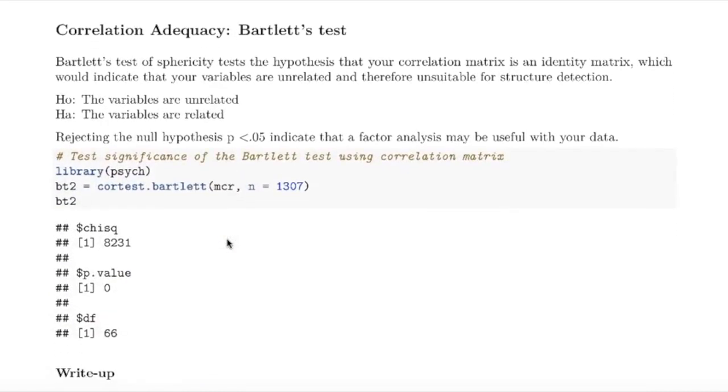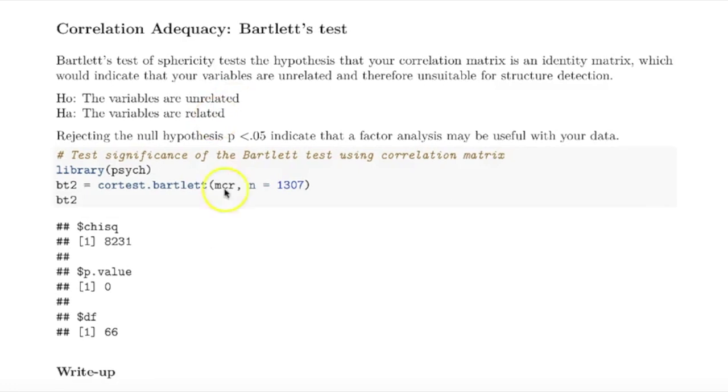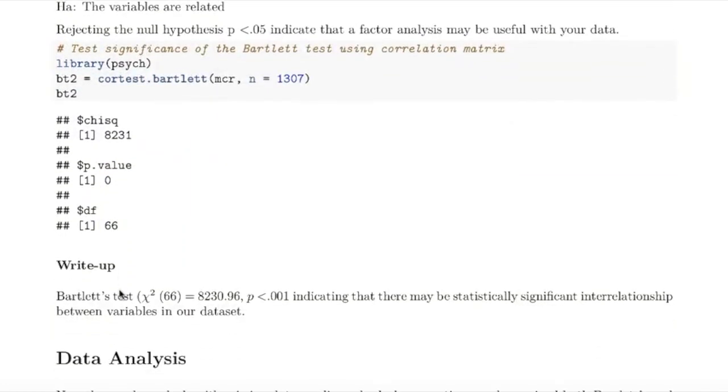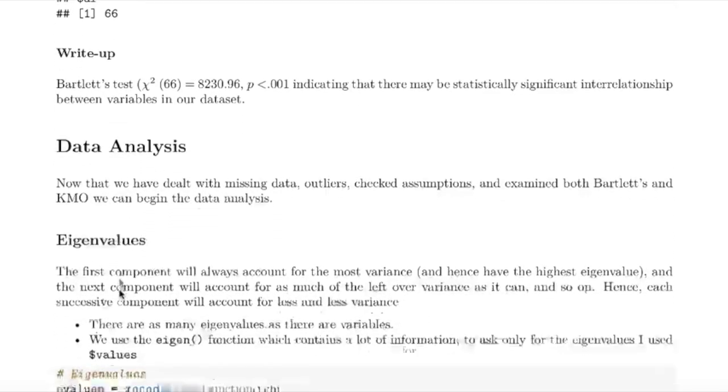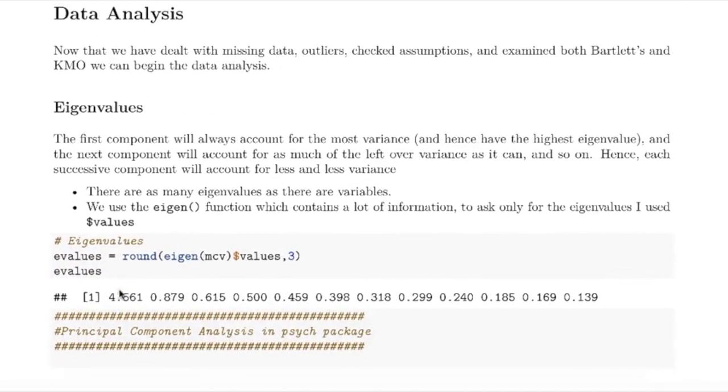Now we're going to check for correlation adequacy, and the way we do that is with Bartlett's test of sphericity. Remember, the null is that the variables are unrelated, and the alternative is that they are related. MCR is our correlation matrix. Here it gives me a p-value that is significant, so I'm going to reject the null. The variables are related, and we want them to be related in this case, otherwise PCA would not be an appropriate analysis. Then I move on into my actual data analysis.